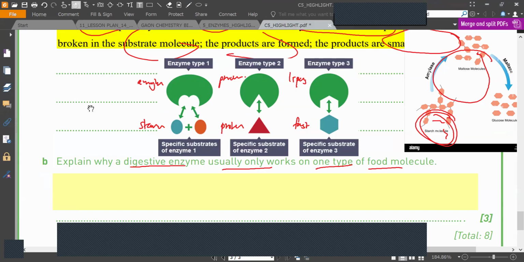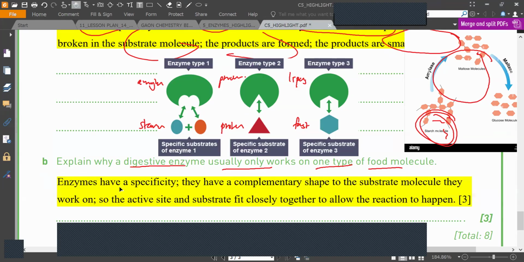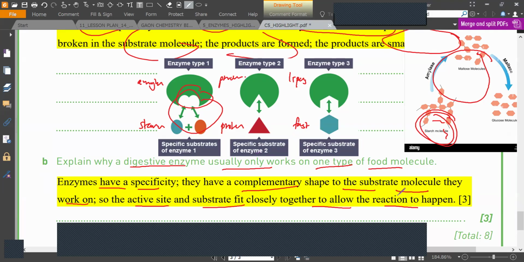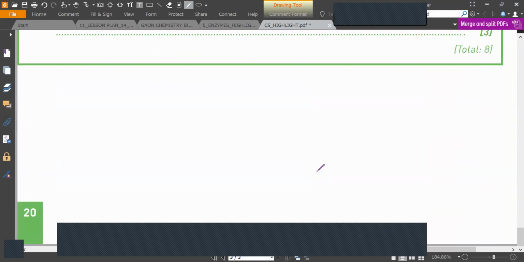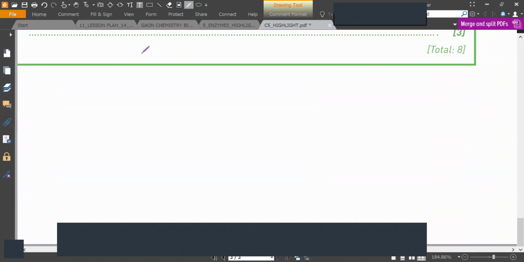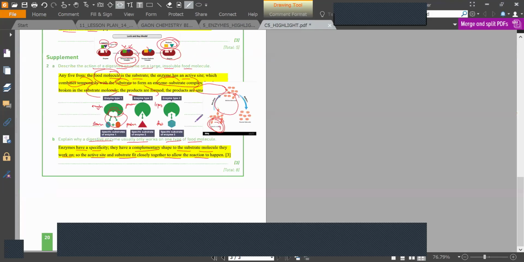Why is it very specific? Because of the shape. Enzymes have a specificity. They have complementary shape to the substrate molecule they work on. So the active site and substrate can fit closely together to allow the reaction to happen. So basically that's the one.